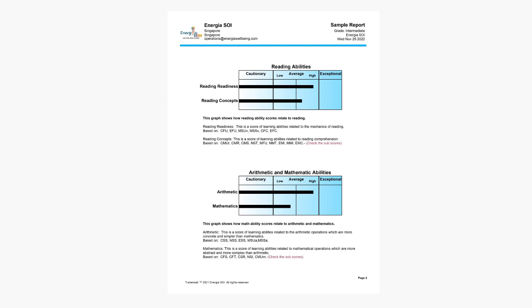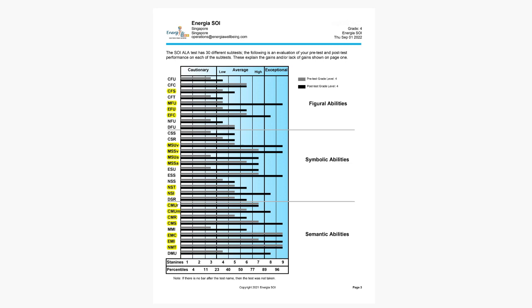At the bottom down here, you've got different areas that are related to traditional schooling. So we've got arithmetic, math, reading, reading readiness, and reading concepts. If you're going to school, that gives you another way to think about what your strengths are. But we're really just going to focus on these up here right now.